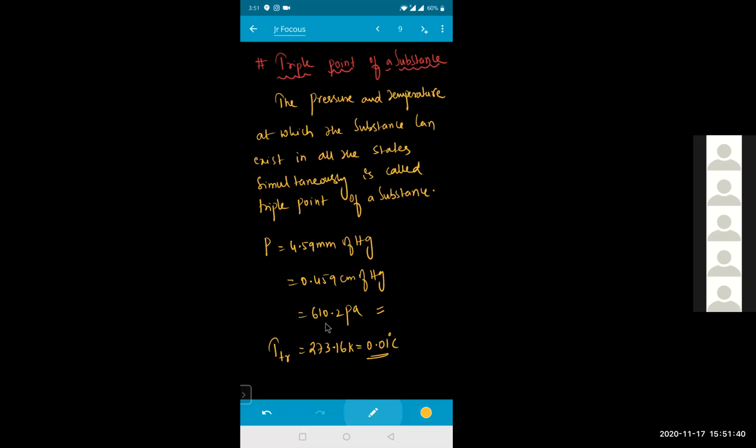Okay? So this is the triple point temperature and pressure at which a substance can exist in all the states simultaneously, called the triple point of water. Clear? You have to remember these two values, beta. Nothing more, it is a theoretical concept. The pressure and temperature at which the substance can exist in all states simultaneously is called what? Triple point of water. The pressure is 610.2 pascal, and the triple point is 273.16 kelvin, which is 0.01 degree centigrade. Okay, is it clear for everyone?